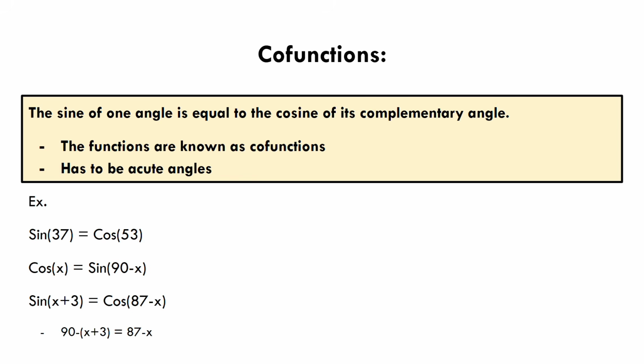So these functions are known as cofunctions, and they have to be acute angles. For example, the sine of 37 would be equal to the cosine of 53, because 90 minus 37 is equal to 53, so 37 and 53 are complementary angles.